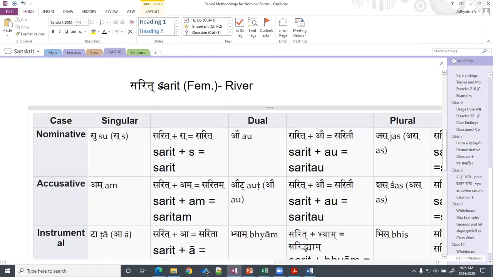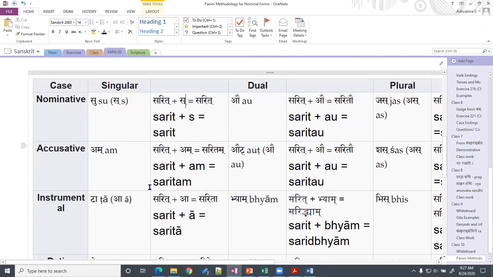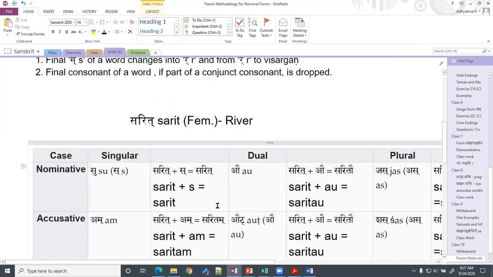In case of Sarit, which is ending in Takara, similarly the masculine forms also work. Marut, for example, is a masculine noun, which means wind. It goes exactly the same way. The neuter noun behave a little differently in the nominative and accusative case, but in all other cases, they work exactly the same. So this is only for Takaranta noun. We will study more nouns which end in at later classes. There the rules differ a little bit.